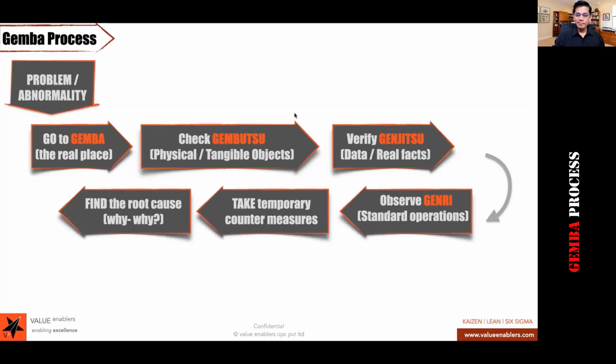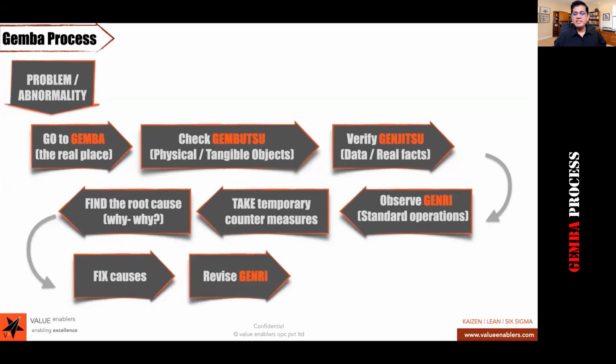Tow the vehicle, move the vehicle to the side, exchange insurance papers. Now find out the root cause. Then fix those causes. Then revise the Genry if required.